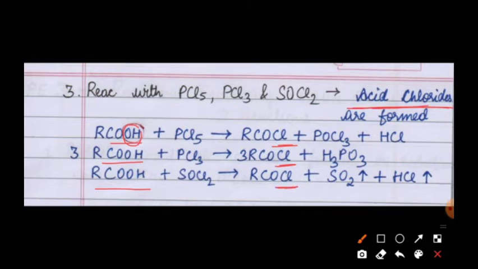Now this can be done either using PCl5, PCl3 or SOCl2. But the preferred one is thionyl chloride. SOCl2 is more preferred among the three of them. Why? Because here the side products SO2 and HCl are in gaseous phase and they will escape the reaction mixture, making the purification of products easier.